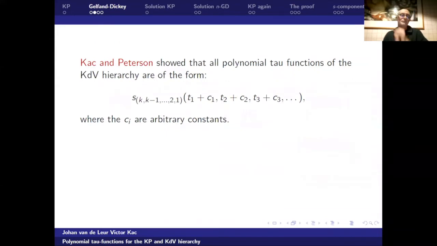Now, in this special case, when n is equal to 2, Kac and Peterson showed, somewhere in '85 or so, that all the polynomial tau functions of the KdV hierarchy are of this form. So this is a Schur function, but it's a Schur function related to this very special partition, namely k minus 1, k minus 2, etc. until 1. So it's more or less a staircase. What they showed is that you can plug in constants, and then you get all the polynomial tau functions. So for all k and all these constants, you get these tau functions, and they're all KdV tau functions.